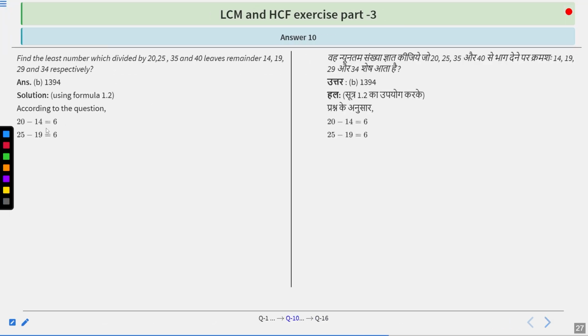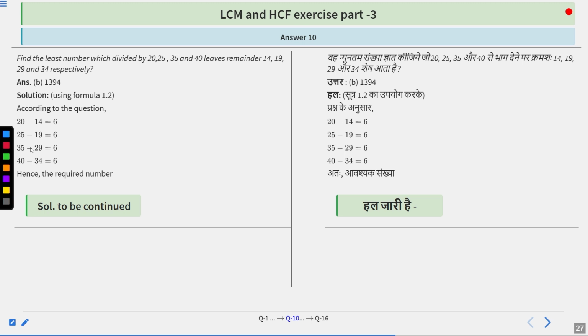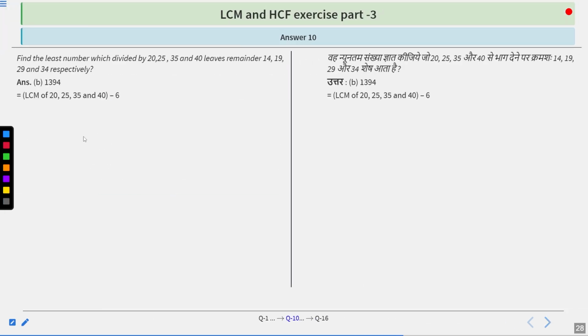Now, according to the question, the difference of 20 and 14, 25 and 19, 35 and 29, 40 and 34 was always the same. That means we can use formula 1.2. So the required number according to formula 1.2 should be equal to LCM minus remainder, that is 6.